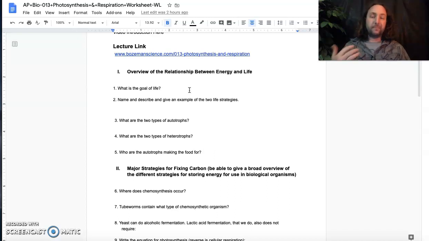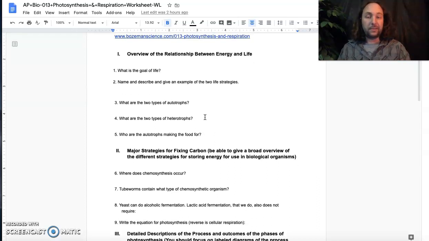So it's divided up into a couple of topics. The first topic is going to be just a general overview of the relationship between energy and life, and that's what he starts off with. And you should be creating summary statements, not just answering these questions, but making that connection between how we think of energy moving through ecosystems and its goal for living things.